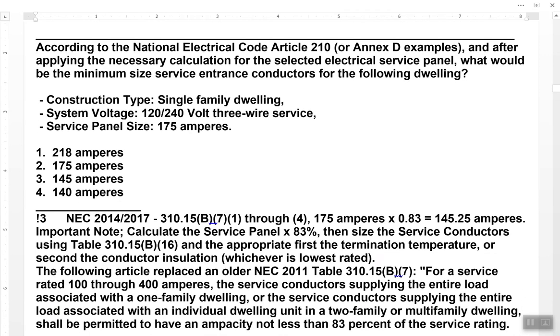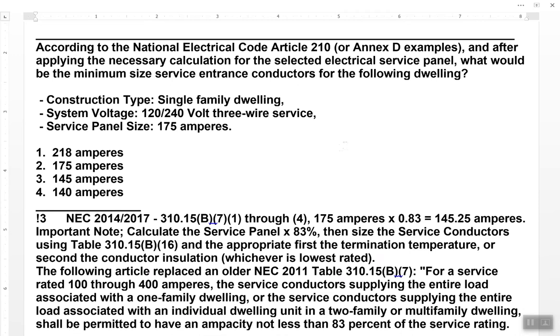According to the National Electrical Code, where are we here? Oh, Article 210, and examples, Annex D, the examples in Annex D. And after applying the necessary calculations for a selected electrical service panel, what would be the minimum size service entrance conductors for the following dwelling? Okay, so now we're talking about a dwelling. We're talking about a dwelling, so we've got to be a little bit careful here.